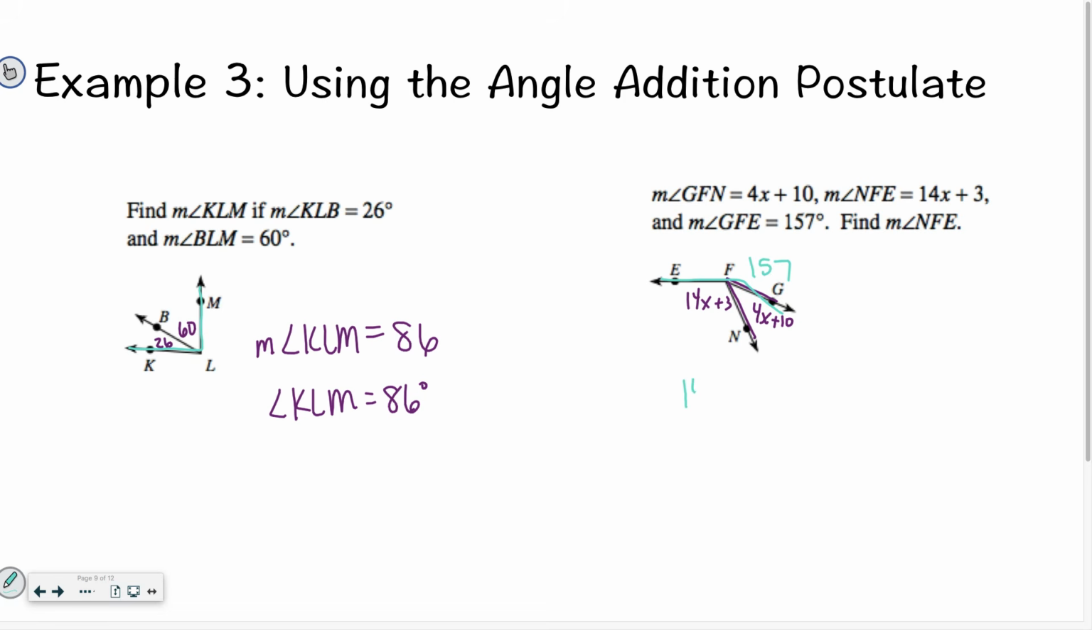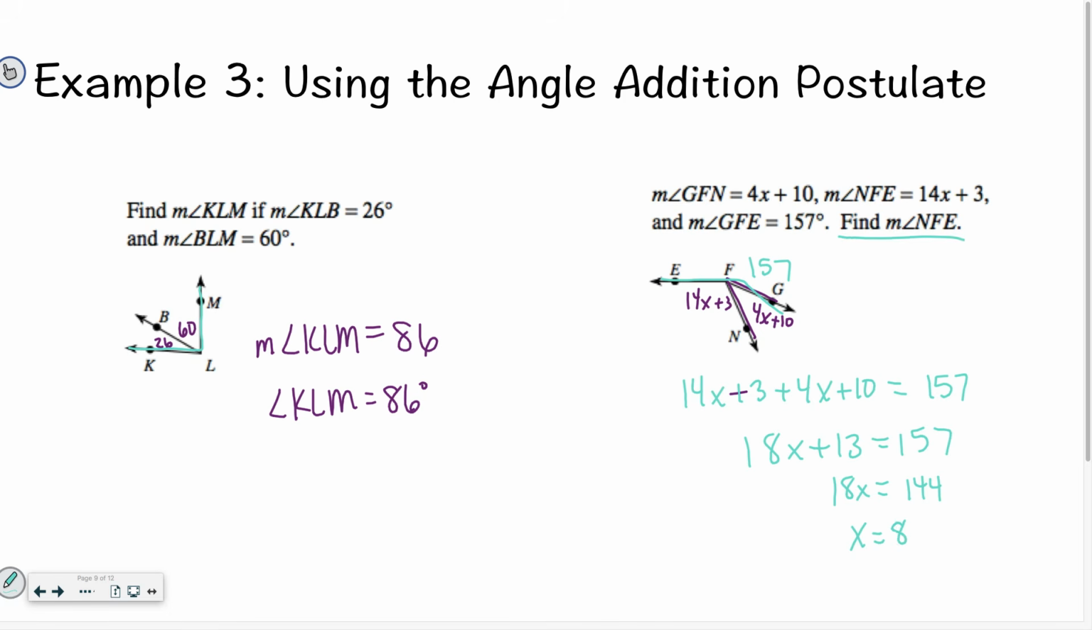So I'm going to say 14x plus 3 plus 4x plus 10 equals 157. If I add those together, I get 18x plus 13 equals 157. 18x equals 144. So I can subtract 13 from both sides, divide by 18, and I get x equals 8.